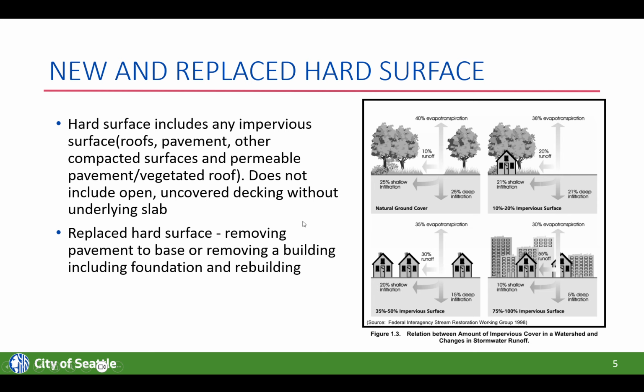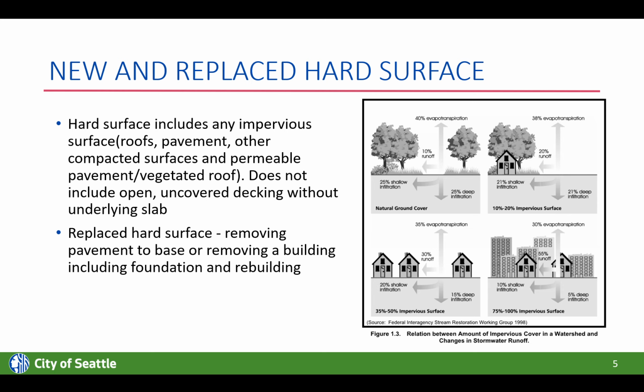So these hard surfaces include things like roof tops of buildings, any pavements, patios, walkways, compacted gravel, any hard surface that most of the water will run off. Now, replaced, which is part of the threshold requirement, includes any portion of the building that is removed down through the foundation and then built back up.